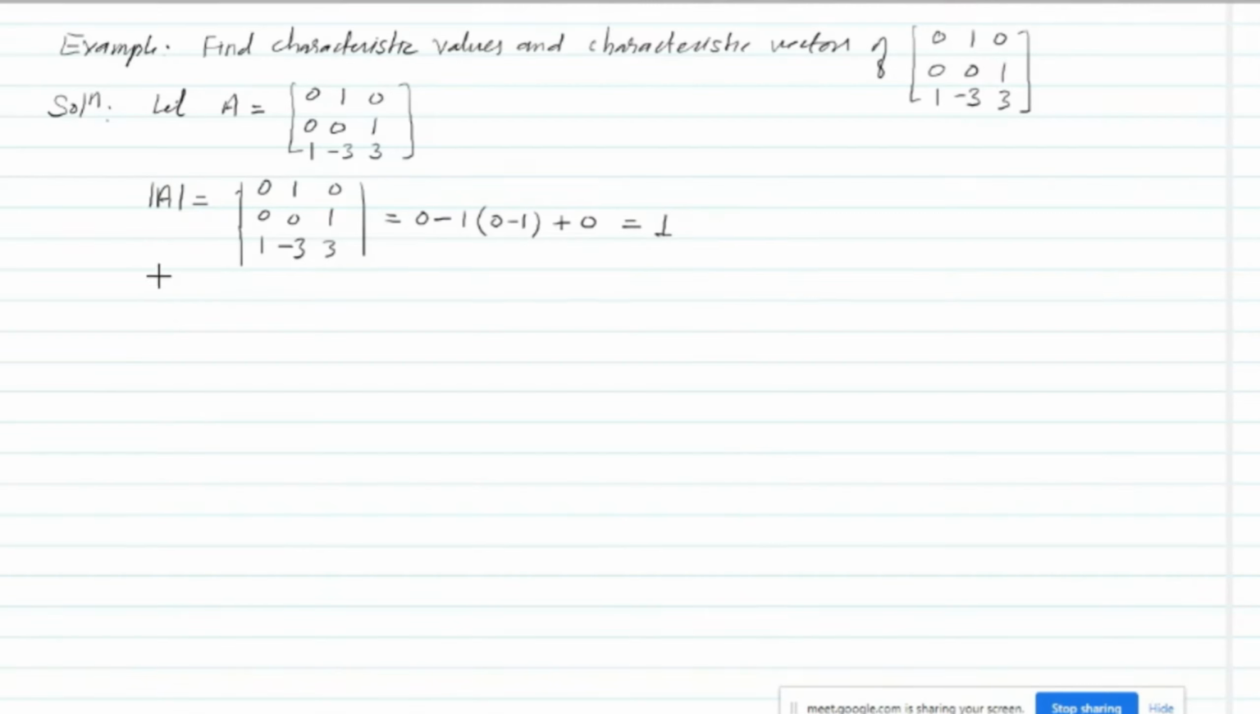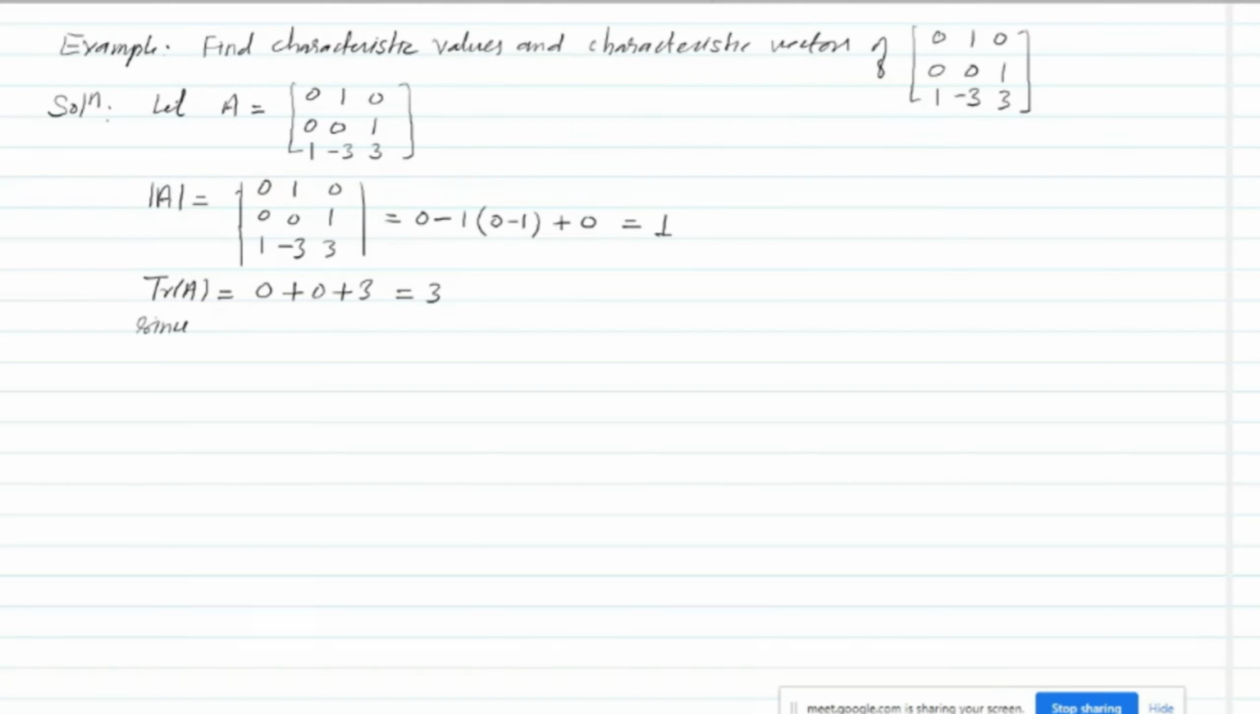Now find the trace of this matrix. The trace is the sum of diagonal elements: 0 plus 0 plus 3, which is equal to 3. Now since we know that the characteristic equation is determinant of A minus lambda I equal to 0.